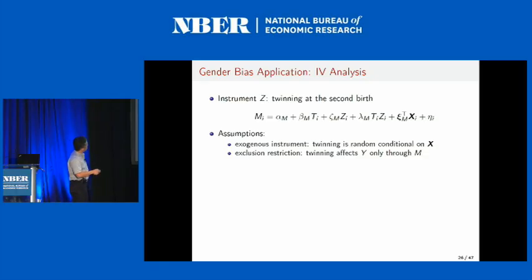Okay, so the exclusion restriction basically says that having twins affects the outcome only through the sibling size.